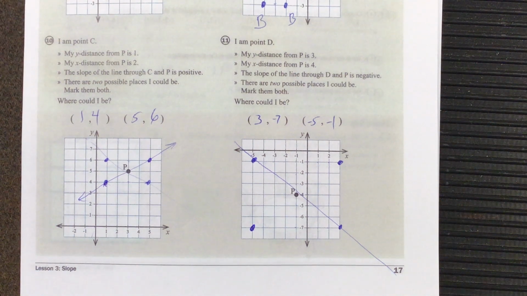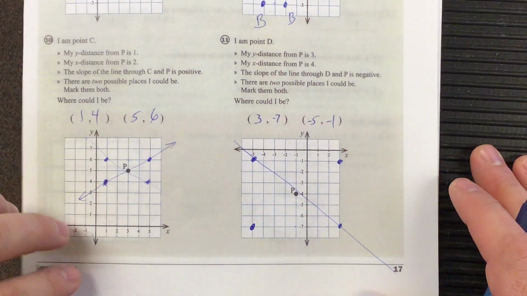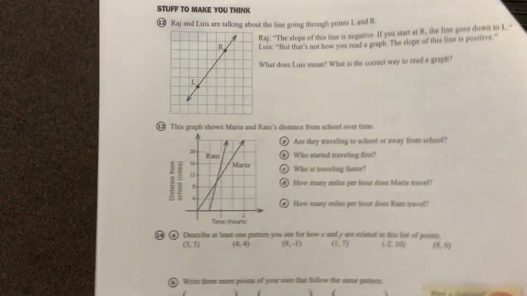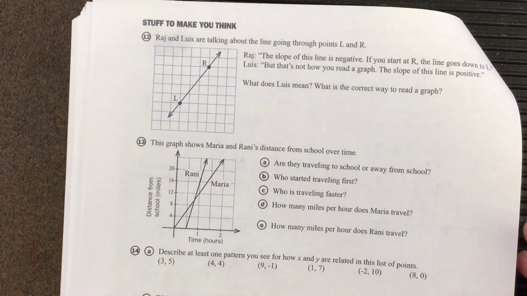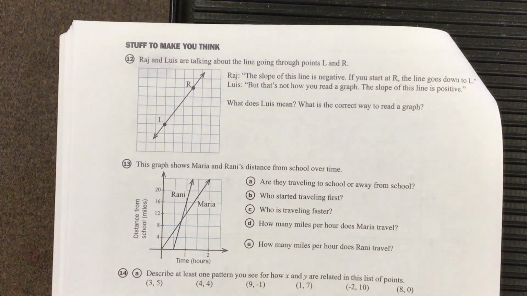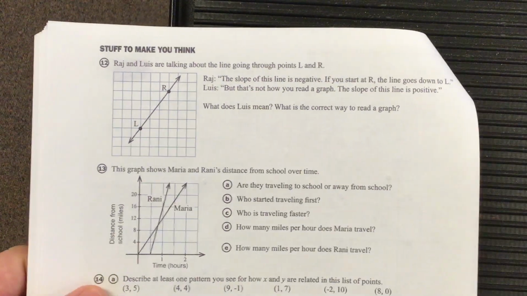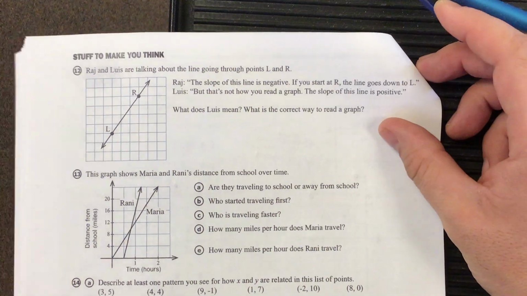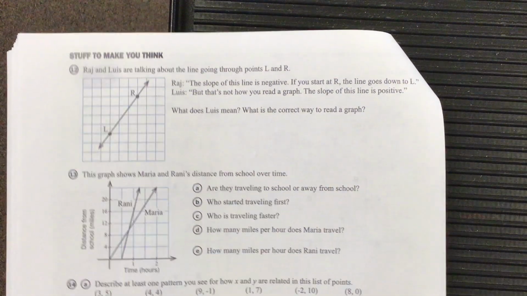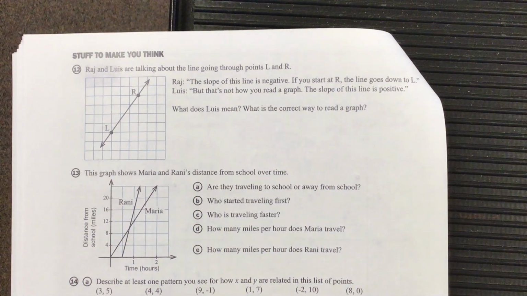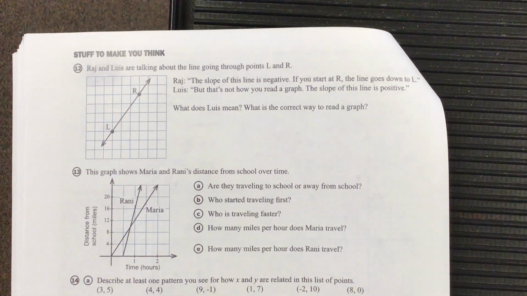All right, last page. Question 12. Landon and Louie are talking about the line going through points L and R. Landon says the slope is negative if you start at R and go down to L. Louie says, Landon, that's not how you read a graph. The slope is positive. What does Louie mean when he's talking to Landon?